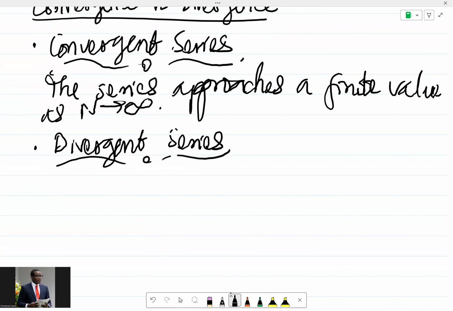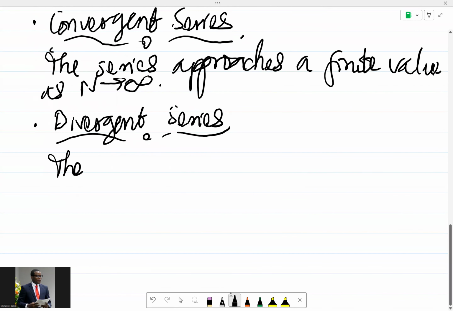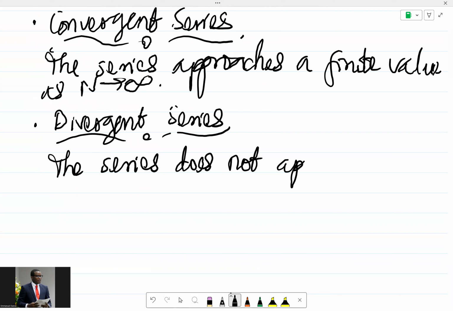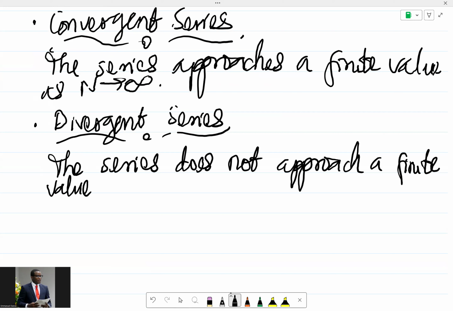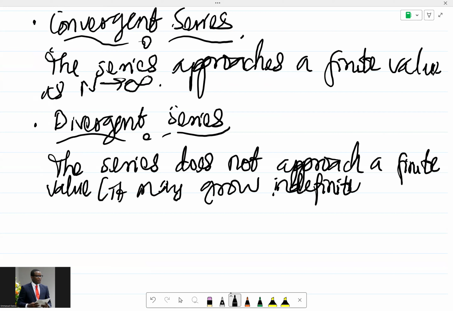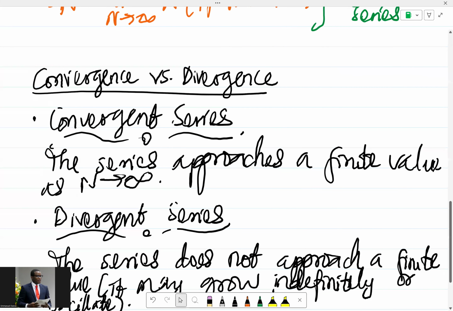For a divergent series, what are we talking about? In this case, the series does not approach a finite value. That means that it may grow indefinitely, or it may oscillate. Those are the differences between convergent and divergent series.